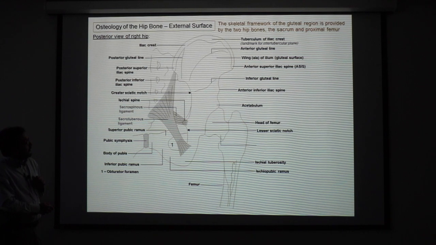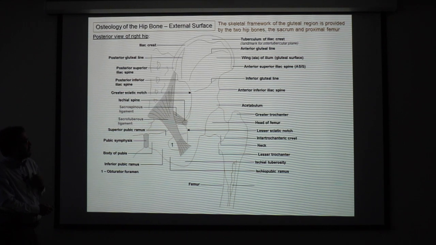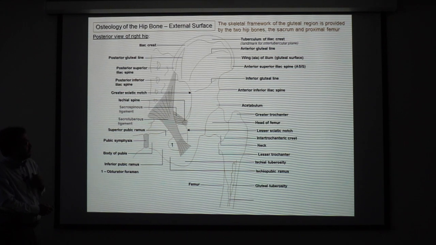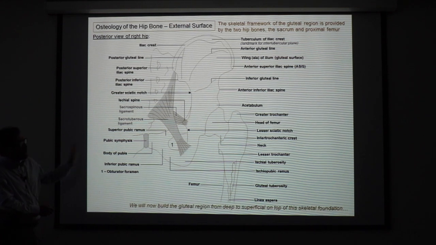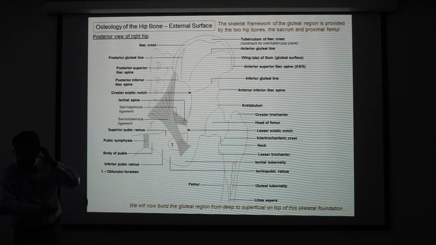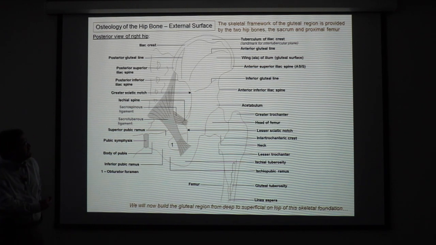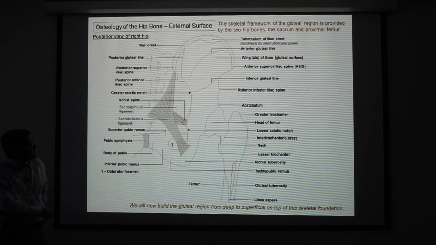This is the head of the femur, neck of the femur, greater trochanter, lesser trochanter, intertrochanteric crest. We have talked about the gluteal tuberosity before also, and linea aspera also. So these are some of the important bony landmarks related to the posterior aspect of the hip bone and the femur.